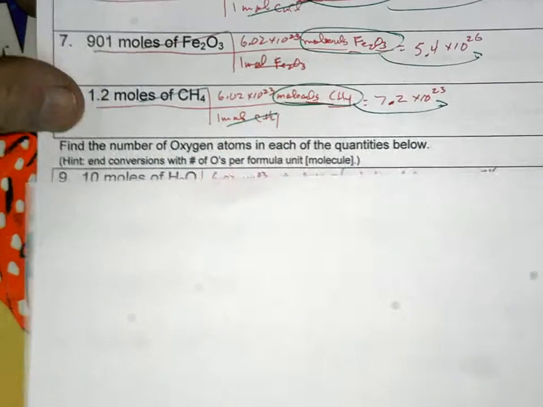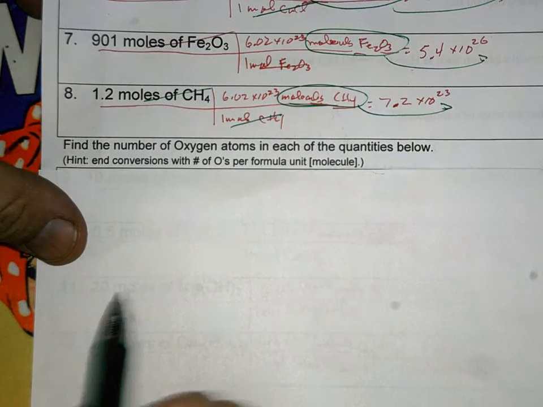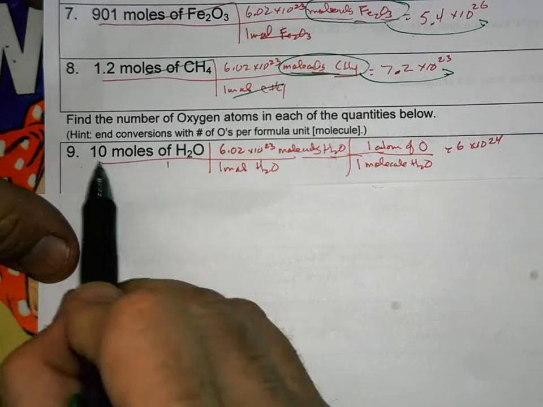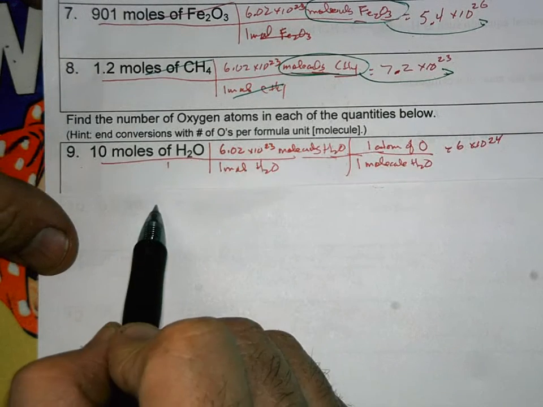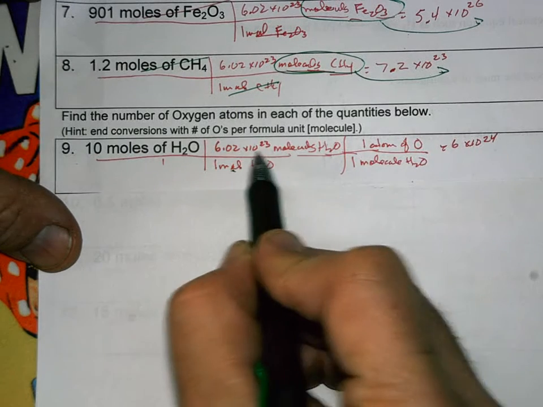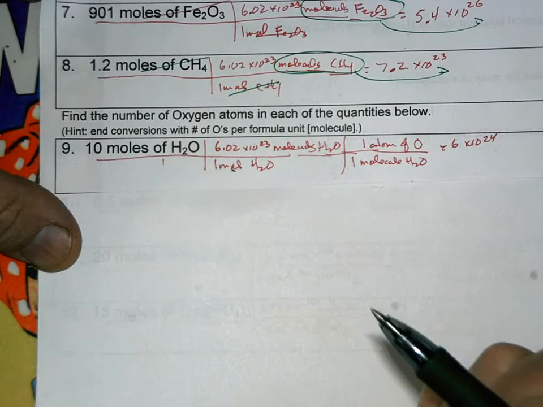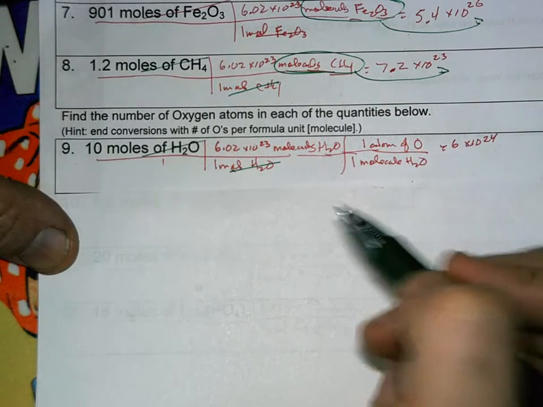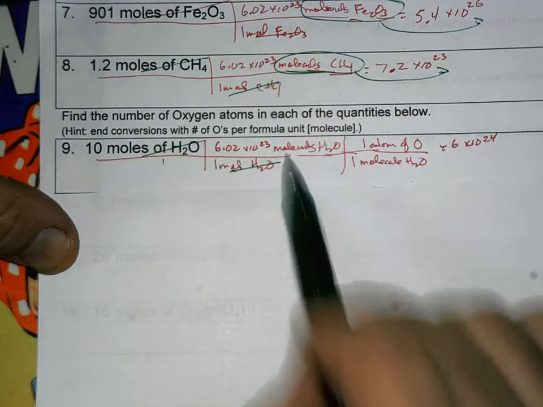Lastly, find the number of oxygen atoms in each of these below. So it's a little different. We're starting off with 10 moles of water here. And we know 1 mole of water has 6.02 times 10 to the 23 molecules of water. Now this moles, we can cancel those out. So at this point, we've just converted it into molecules.